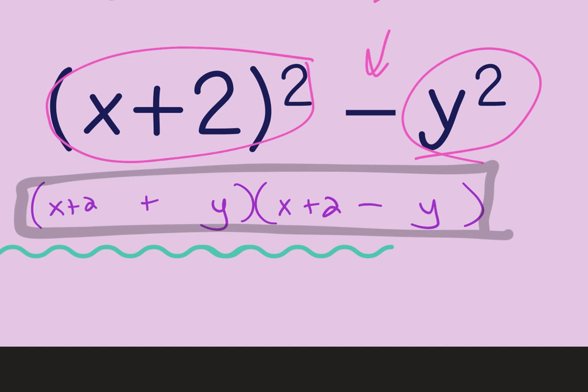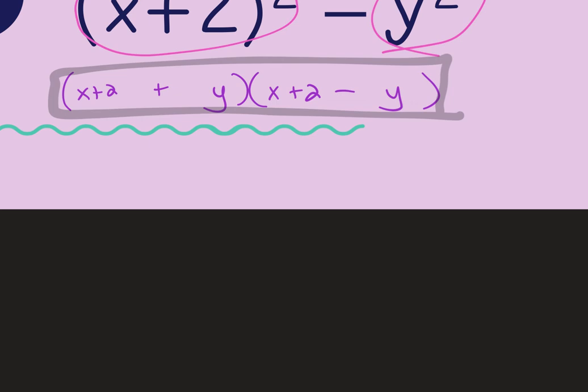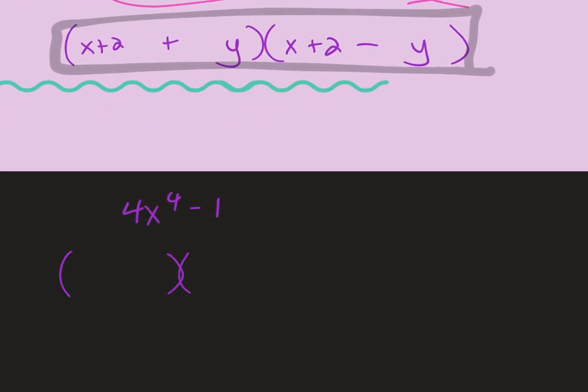What if it was like 4x to the power of 4 minus 1? How would you do that? Because 4 is a perfect square. So it would be 2x squared and 2x squared, and then plus 1 and minus 1. Is that what you mean? Yeah, that would be the answer. Because this is not a perfect square. Part of it is a perfect square, but 2 is not a perfect square.